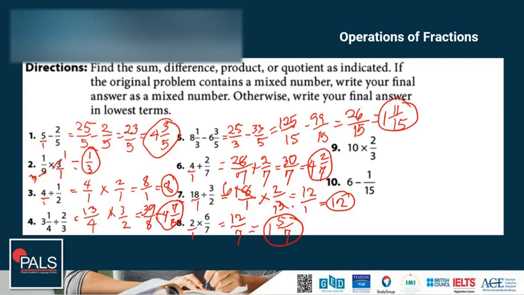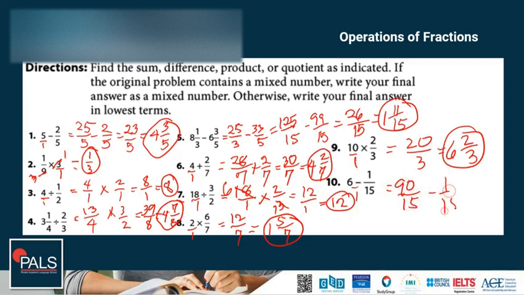Okay, number 9. So 10 times 2 is 20 over 3, or we have 6 and 2/3. Number 10: 6 minus 1 over 15. So we have 90 over 15 minus 1 over 15. The answer is 89 over 15. Then change to mixed number. The answer is 5 and 14 over 15.